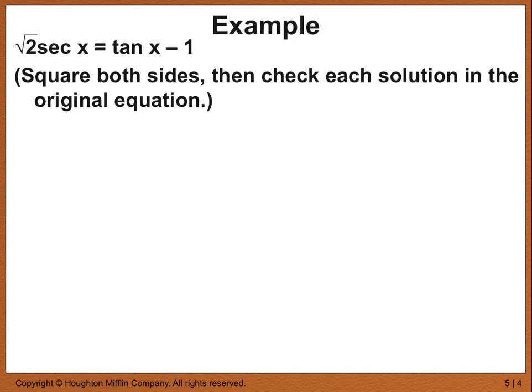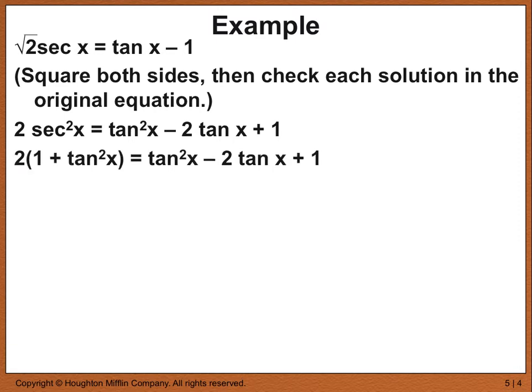So you're going to pause the video, try to do this on your own using the same strategy. Of course, it's not going to be exactly the same as the last problem, but it's the same general strategy. And then resume the video once you have your answer. All right, so going through the solution now, when we square both sides, we end up with 2 secant squared x equals tan squared x minus 2 tan x plus 1.